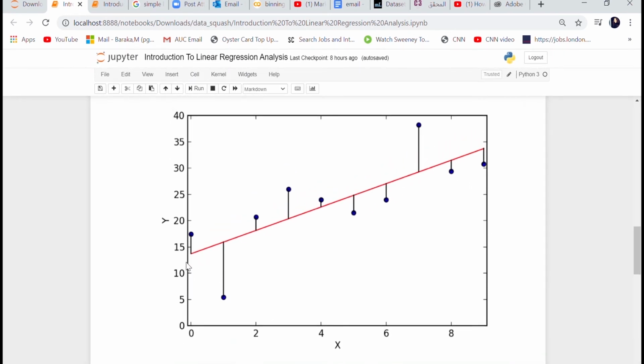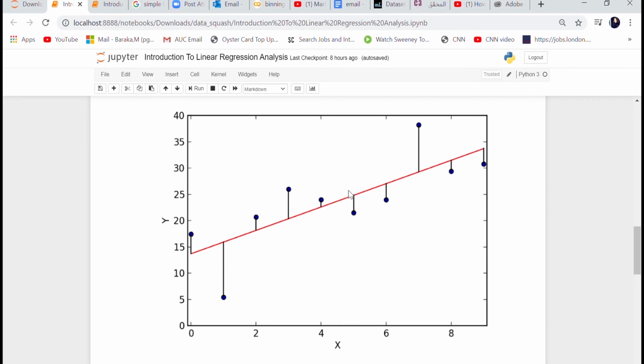And as we can see here, there's a line that is fitted to these points, and there is a distance, or lines from each point to the line. There's a black line, and this is basically the vertical distance from the point to the line. And regression analysis tries to minimize all these distances. So it's going to pick the line that makes these distances overall the smallest.